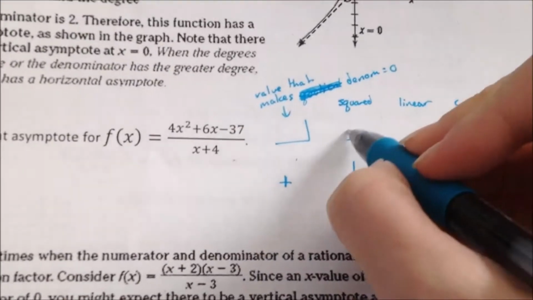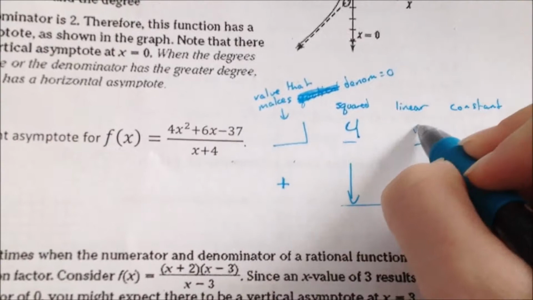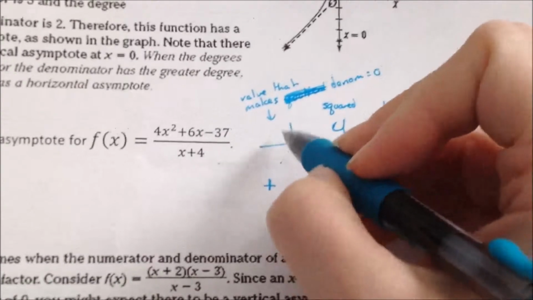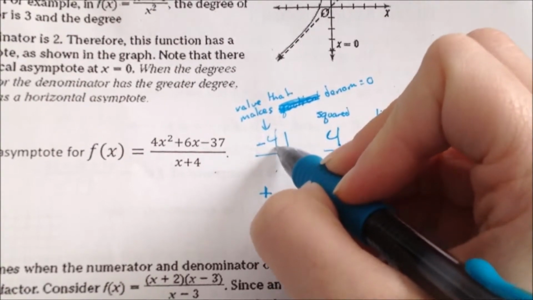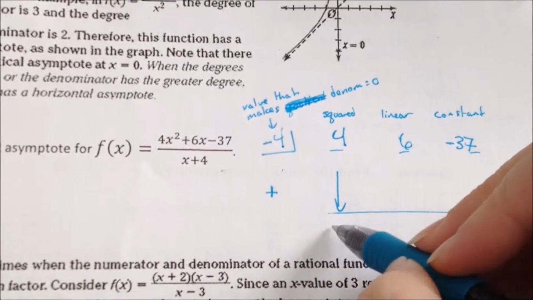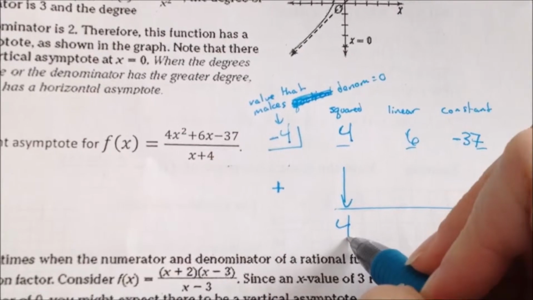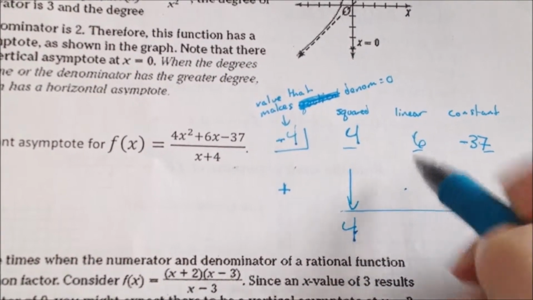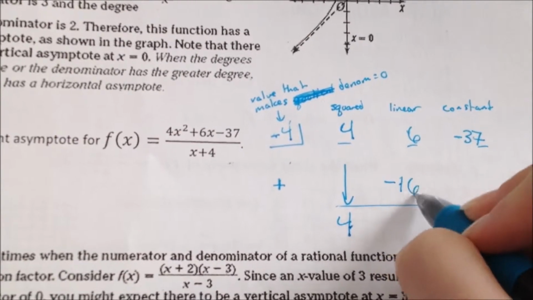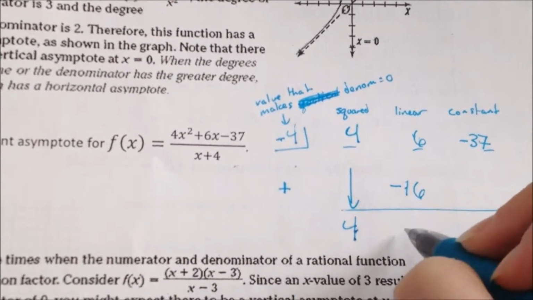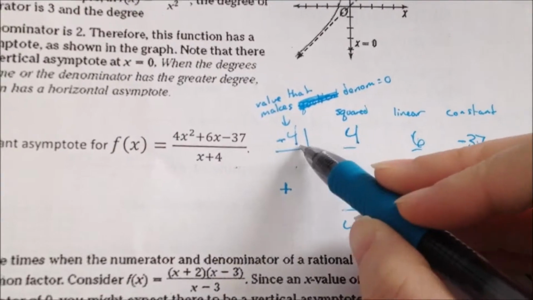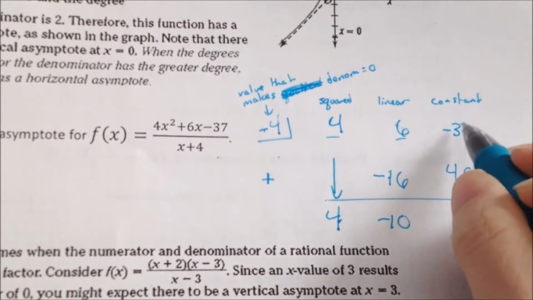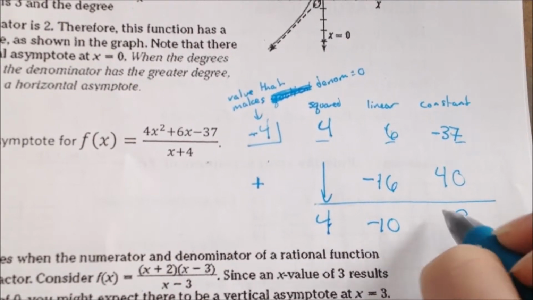Here my squared coefficient is 4, my linear coefficient is 6, and my constant is negative 37. And the value that makes my denominator equal 0 is negative 4. You bring the very first term straight down without doing anything to it, and then multiply these two, put the result here. So this will be negative 16. Add straight down, 6 plus negative 16 is negative 10. Multiply these two together and put the result here. Negative 4 times 10 is 40. Add straight down, and that becomes 3.